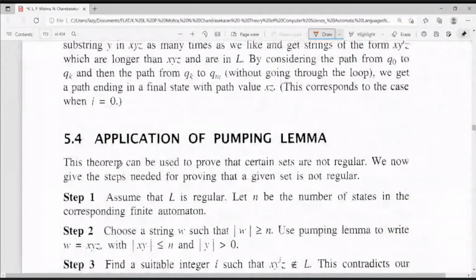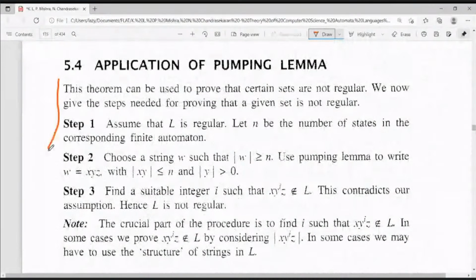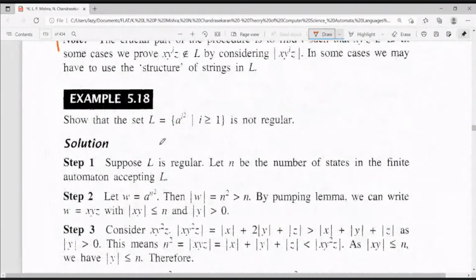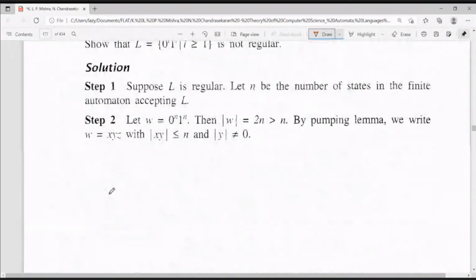Application of pumping lemma. After reviewing the theorem, we will go through this application. Few questions are there based on that.